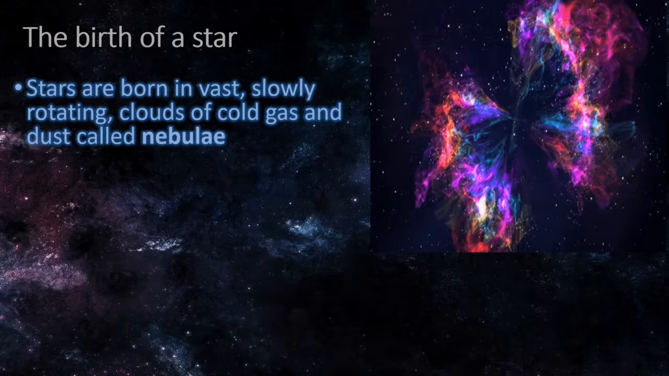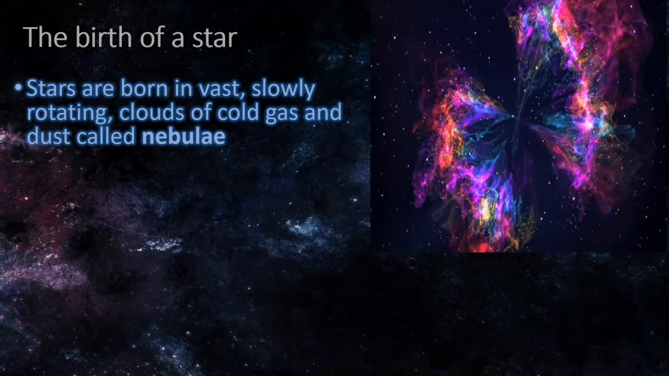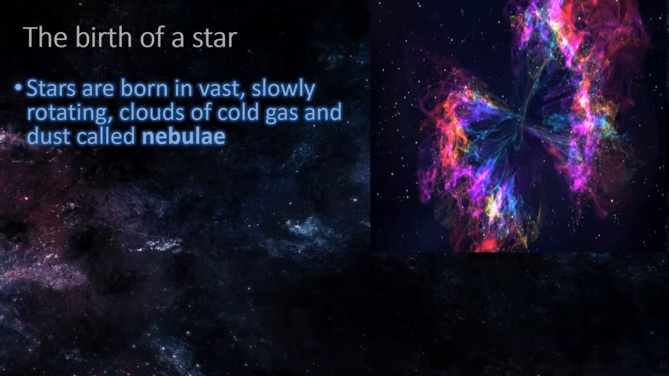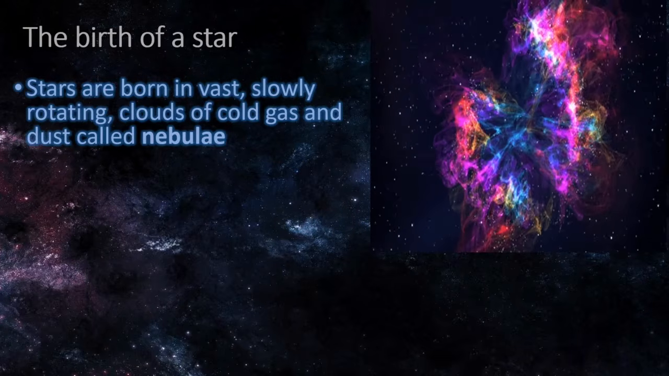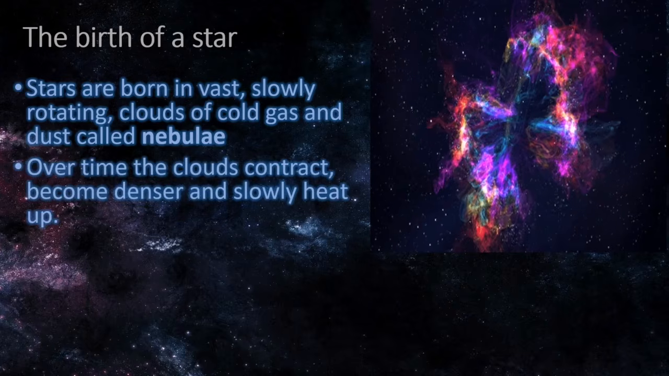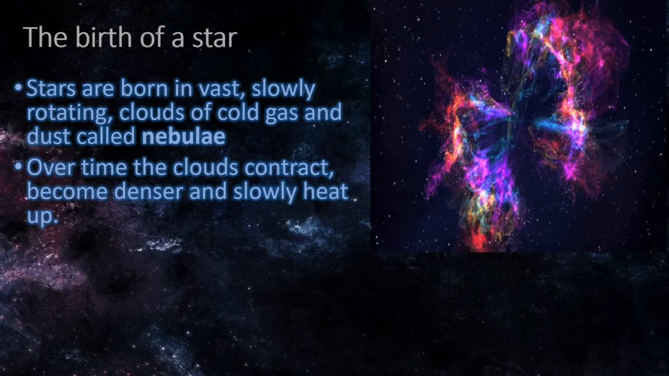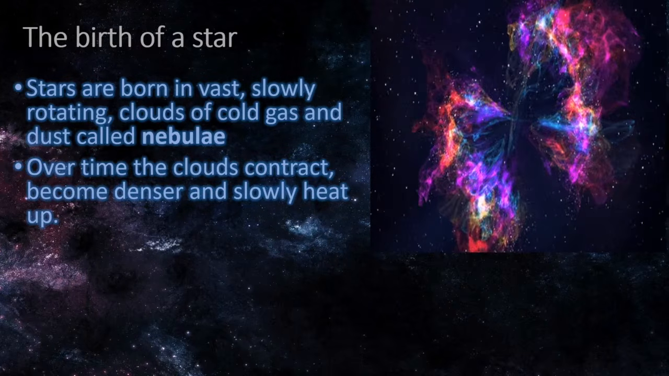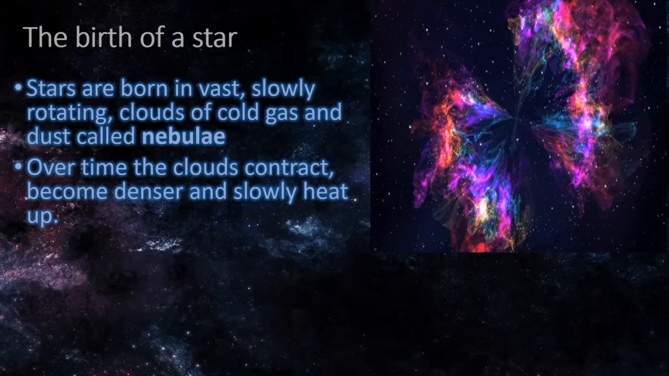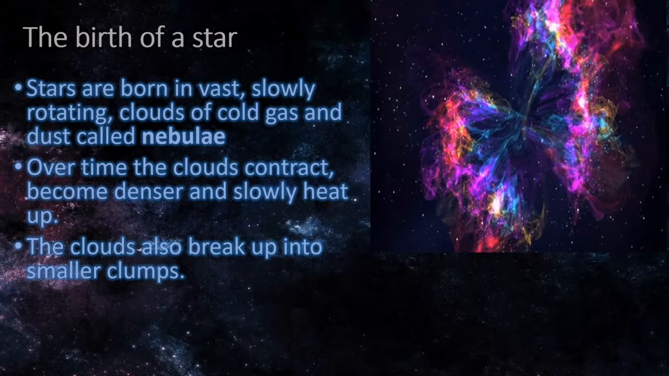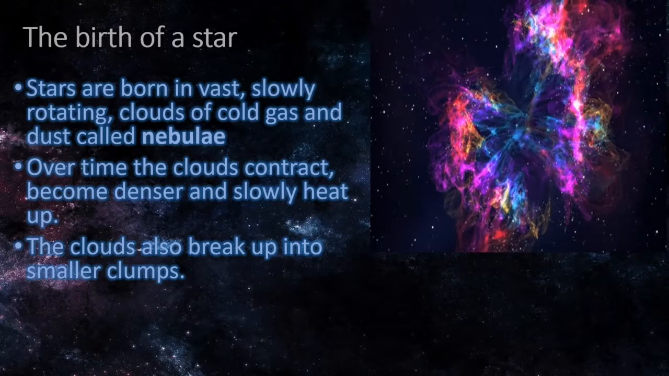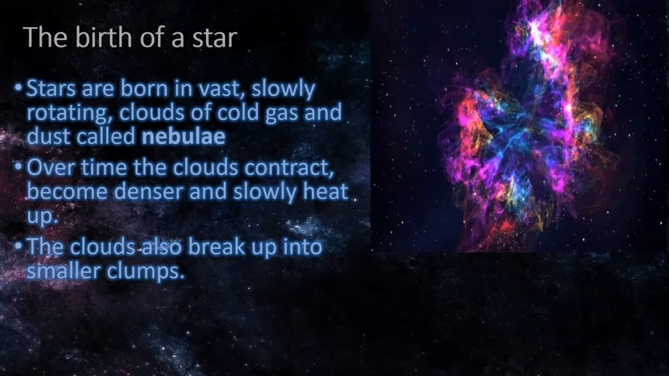Stars are born in vast, slowly rotating clouds of cold gas and dust, which are called nebulae. The singular of nebulae is nebula. Over time, the clouds will contract and become denser and slowly but surely start to heat up. The clouds will then break up into smaller clumps, and as the clumps get smaller, they begin to flatten out in a disk shape.